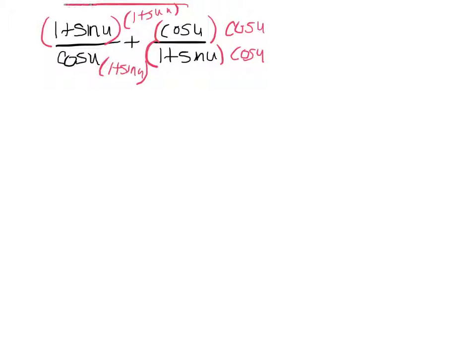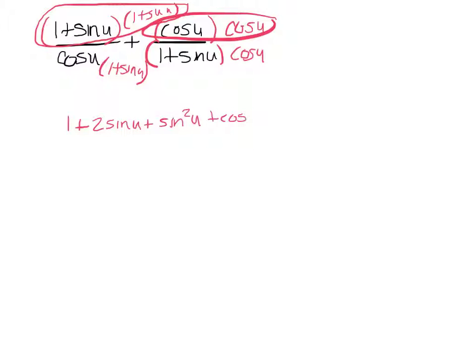So as I go to multiply these two together, that's going to be a FOIL or use the box to do that. So you're going to get 1 plus 2 sine u plus sine squared u. Is that okay, or do you want to see the box? We're good. Okay. And then on the next fraction, we multiply those together and we get plus cosine squared u, all over 1 plus sine u times cosine u.